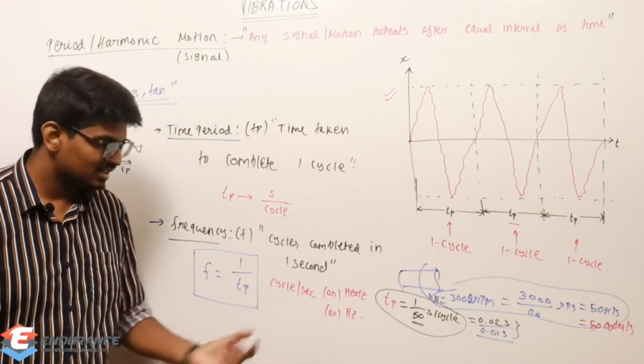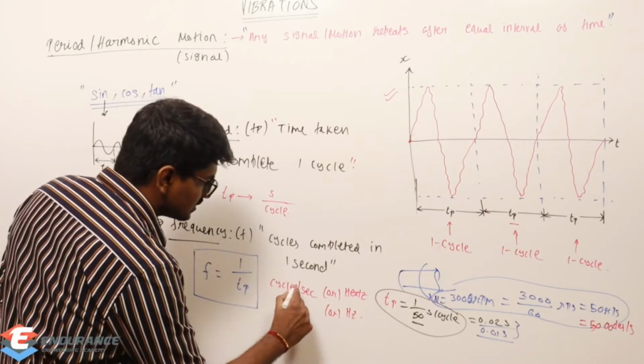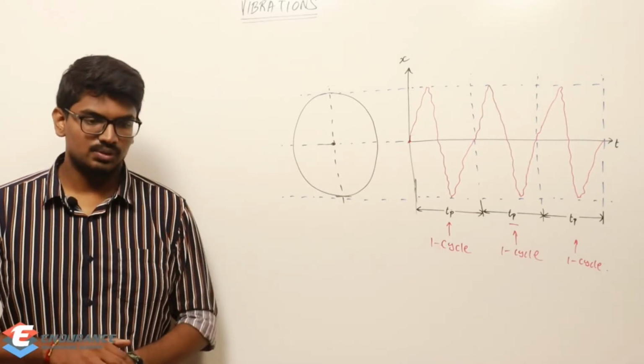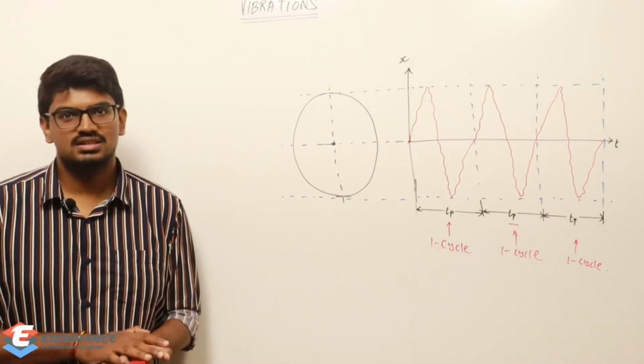That simply means how many cycles. Okay, how many cycles per second. So let us discuss what that is. Let us further continue our discussion in periodical motion.